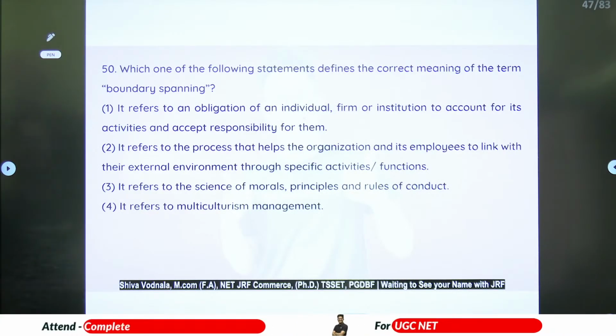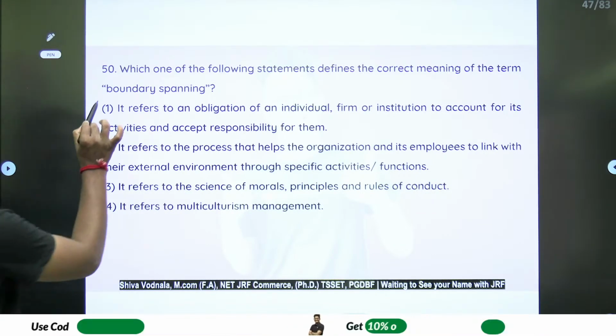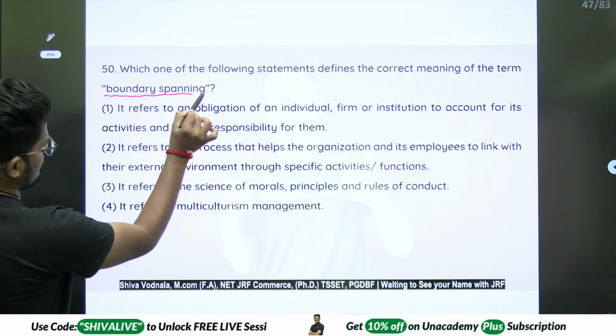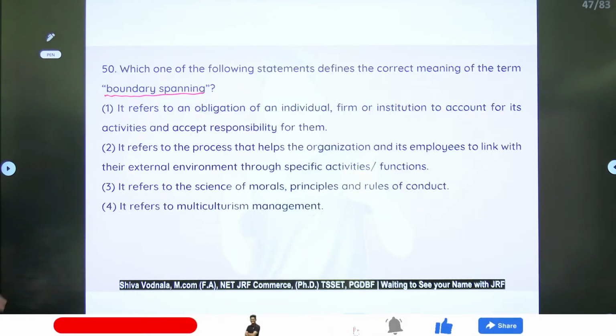Next question. Which one of the following statements defines the correct meaning of boundary spanning?